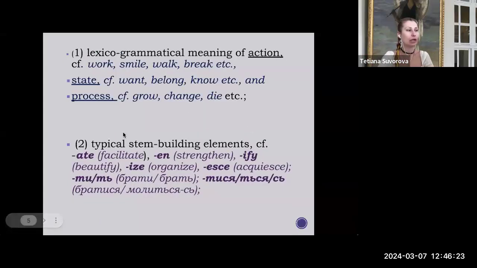Okay, so for example, in the English language, these can be the suffixes like -ate, facilitate, -en, strengthen, -ify, beautify, -ize, organize, -esce, -equis, and in Ukrainian at once we recognize the verb by these endings. Ти, брати, брать, тисяч, сясі, братися, молитися, молитись, and so on.